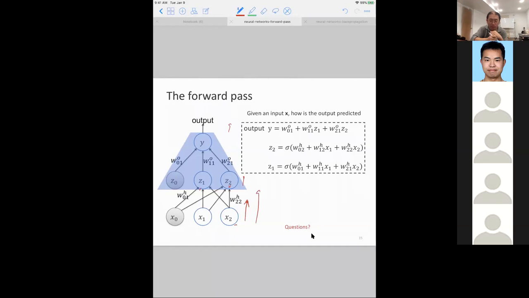This procedure is called the forward pass because we define the order from the input layer to the output layer as the forward order, right? And obviously, when we compute in the reverse order, we call it backward order. Okay, so now let us look at backpropagation.